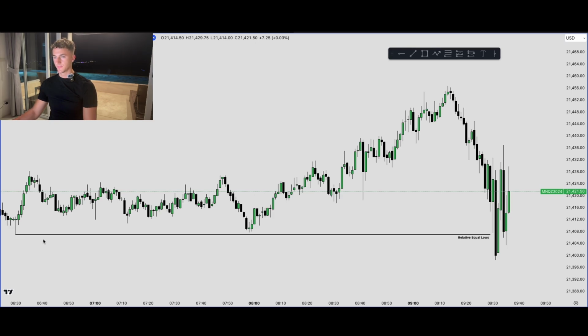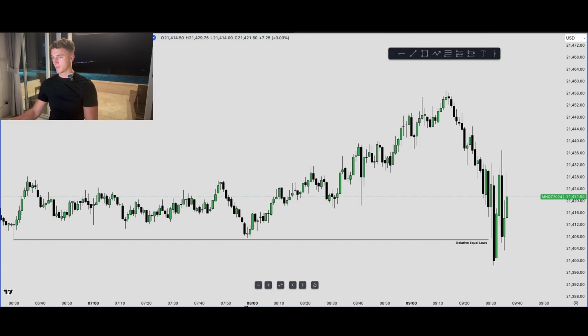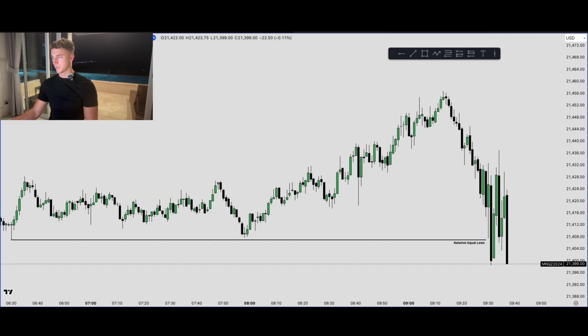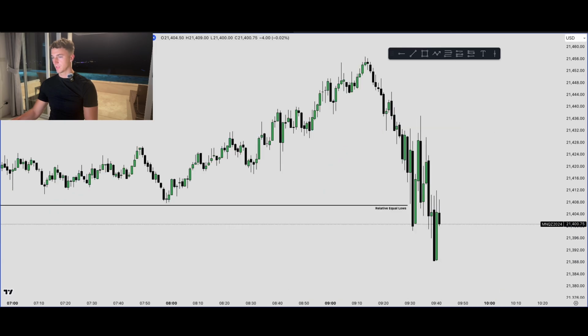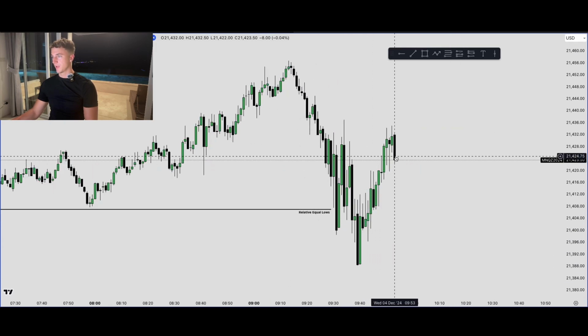As you can see here, we have some very, very clean, relatively equal lows. Price has come all the way down, swept these lows, and now we are waiting for a bullish displacement higher. As of the moment, I'm on the 1 minute time frame. So let's see if we can get that displacement higher. We're looking for a break above a short-term high as well. As you can see, still no FVG, but we have kind of displaced higher.